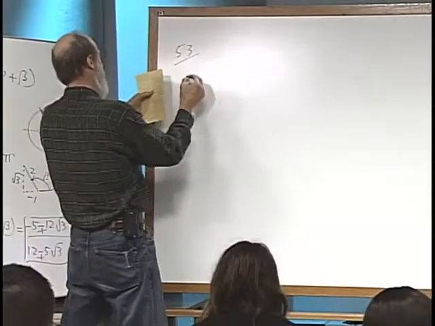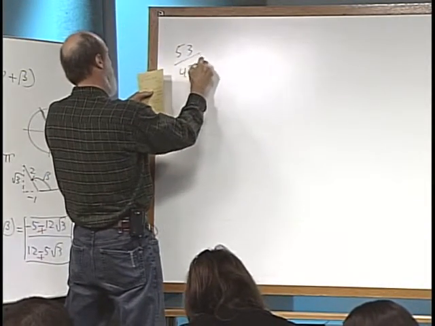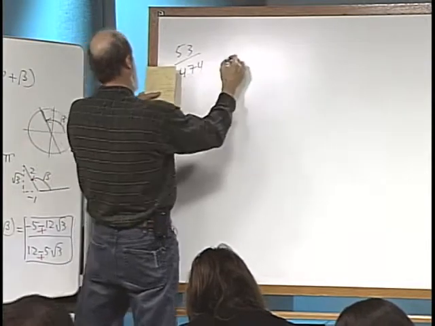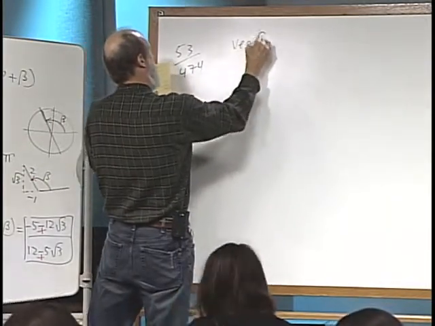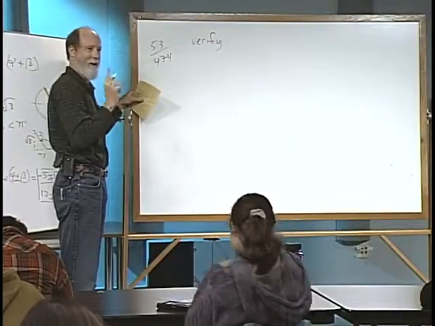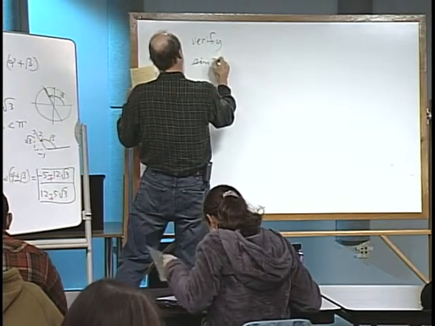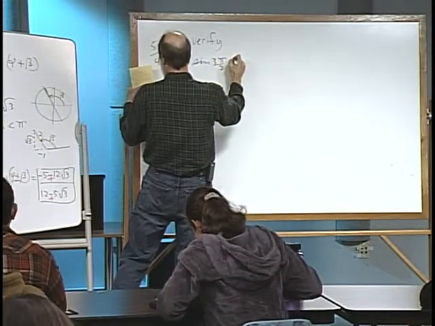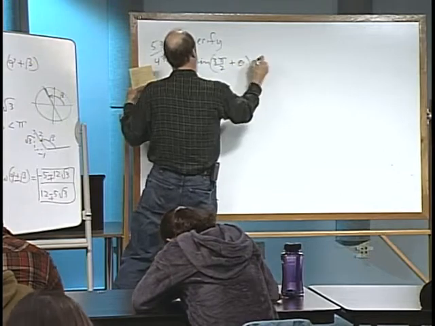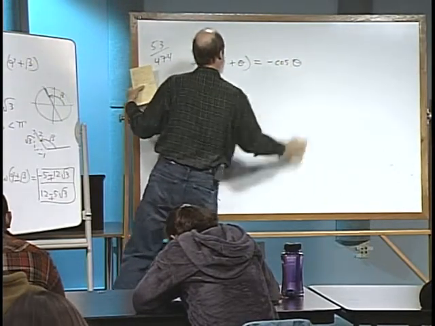Another question coming out of the book on page 474, number 53. It says verify. Now these are the kind Tim likes, right? Verify these identities, okay? And here we have the sine of 3 pi over 2 plus theta. Show that that is the same as minus cosine theta.